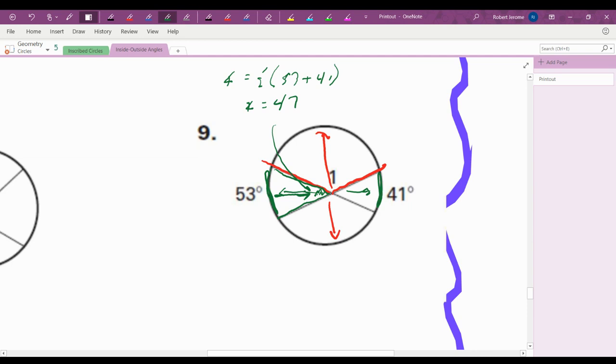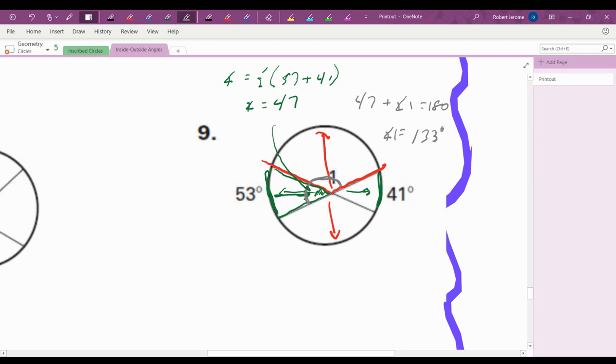But these two angles together are supplementary. They're 180. So all we have to do is say 47 plus angle 1 equals 180. And now it's going to be very easy to get angle 1 because it's just 180 minus the 47. So we get 133 degrees.